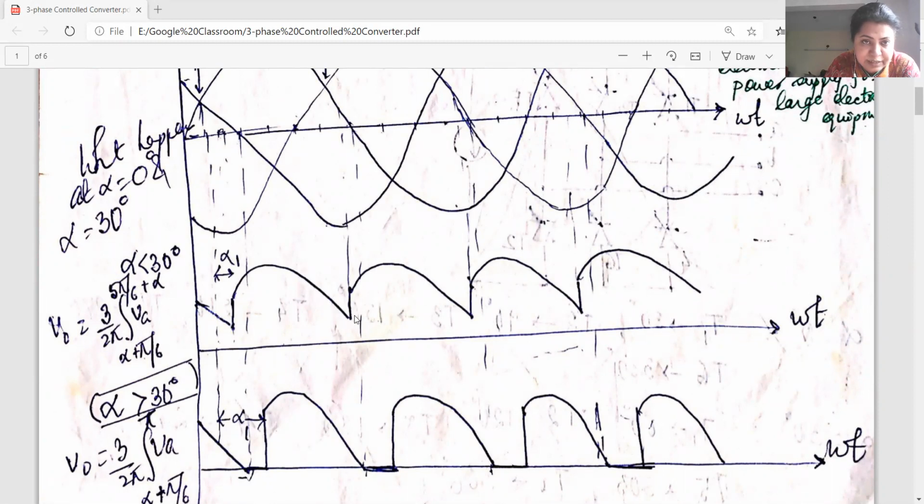Again, for another angle alpha less than 30 degree, that is from here to here, we get the waveform across VB appearing across the output. And again, for another angle alpha less than 30 degree for T3, we get VC appearing across the output. So this is alpha less than 30 degree.